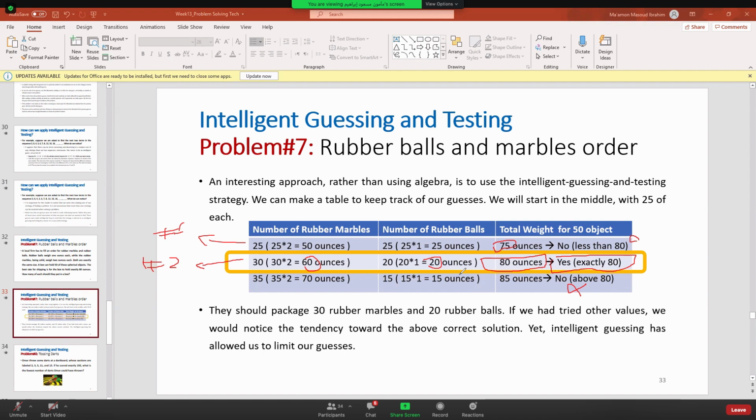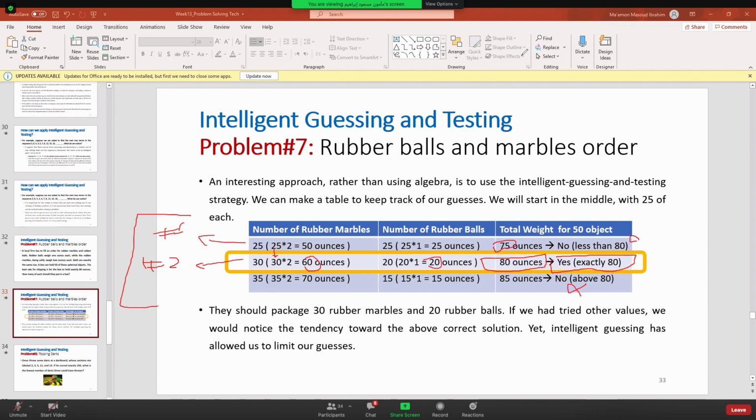So here we made more tries, more guesses, but we need to make sure our guesses, our trials, make sense and are wisely chosen. As I said, because the weight is less, we have to increase the number of pieces, not decrease. So this is the best solution for this problem.